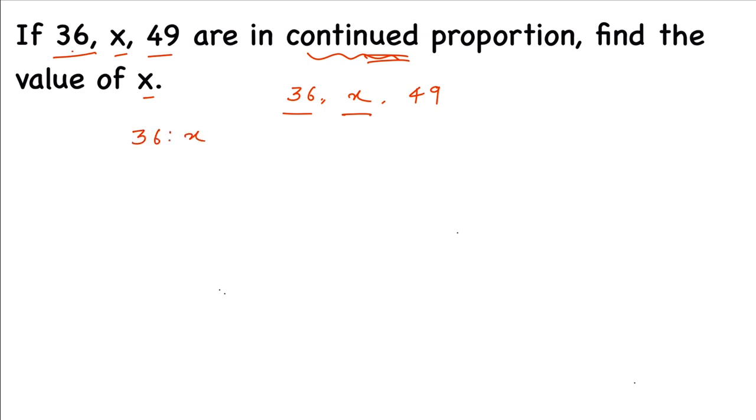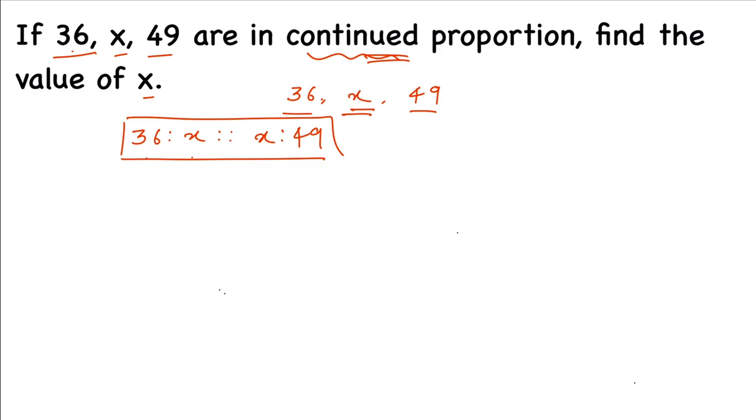The ratio of the first and second term is equal to the ratio of the second and third, which means x is to 49. I'm saying these two ratios are equal. Equal means they are in proportion. So when ratios are equal, we say that they are in proportion. Therefore, I'll put the proportion sign here. So this is what we get. Now we have to use this and find the value of x.